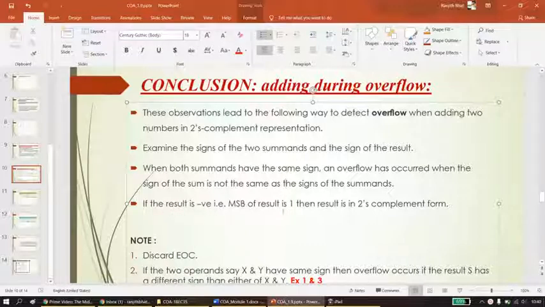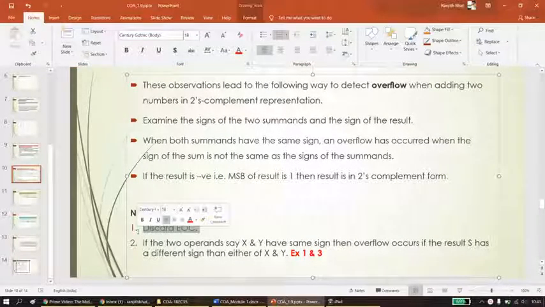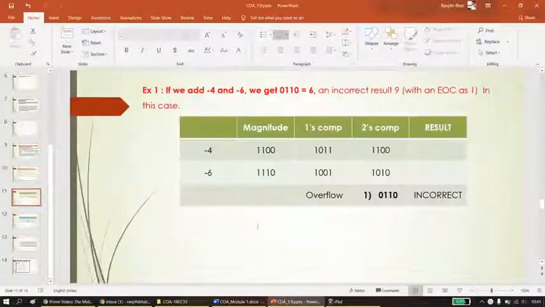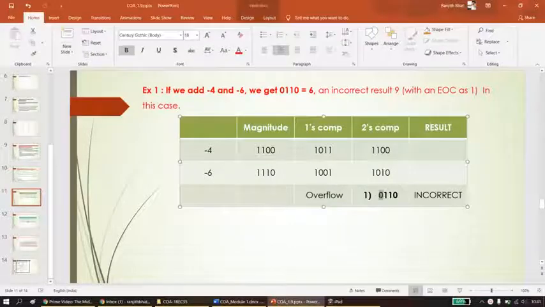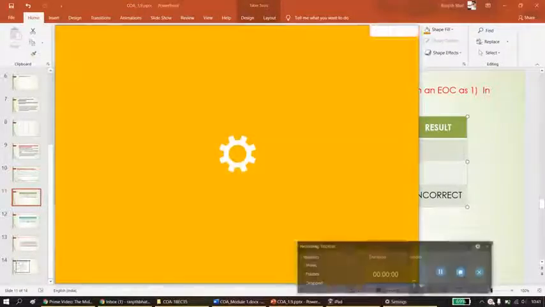If the result is negative, that is, the MSB of the result is 1, then the result is in 2's complement form. Remember this. Always the end round carry is discarded. If the two operands, say x and y, have the same sign, then the overflow occurs if the result s has a different sign than x and y. So this helps us to determine whether the answer is right or not. So this is how the operation is easily done.